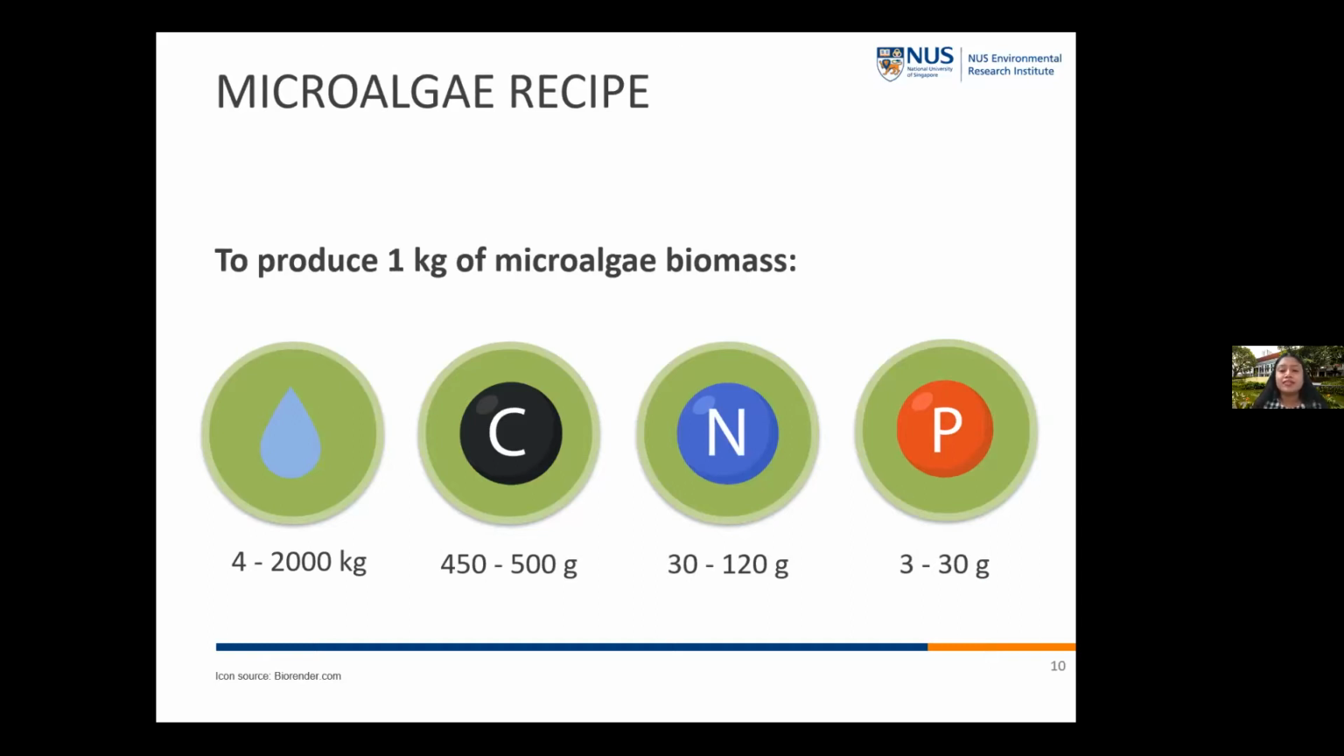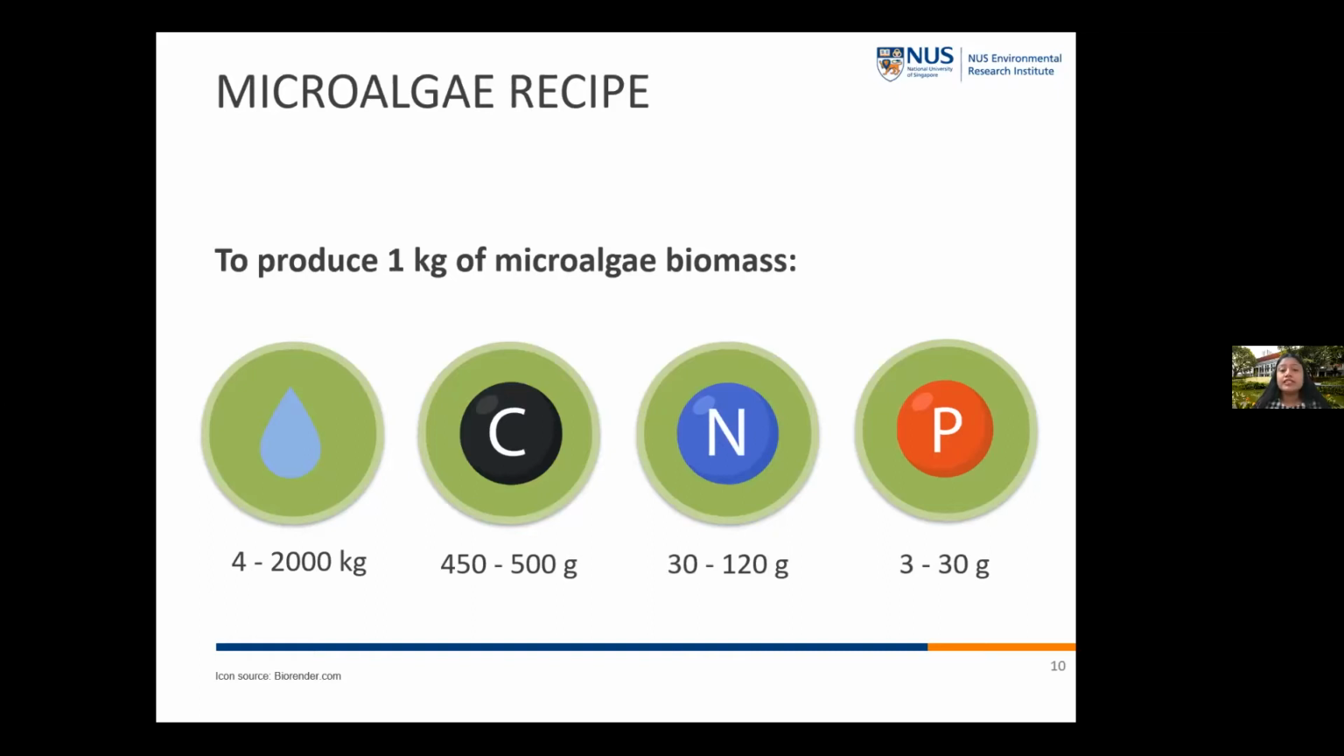There are also other kinds of system like heterotrophic cultivation. Some microalgae can actually be cultivated heterotrophically, where the biomass concentration can go up to 100 to 200 grams per liter. That's where you can see the water quantity going towards the lower side. But anyway, in both cultivation systems, water plays a big role.